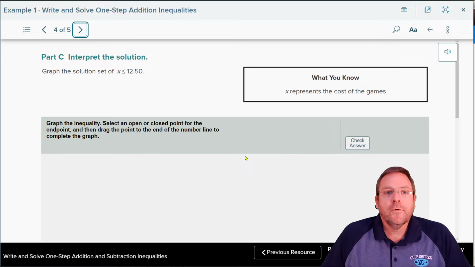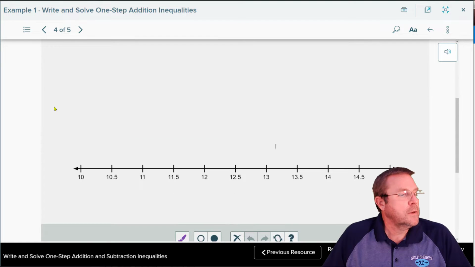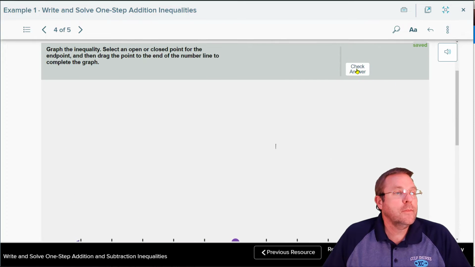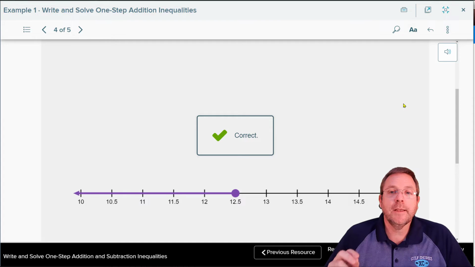Finally, we're going to graph our solution set. It's going to be all numbers that are less than or equal to 12.50. Since it's an or equal to, we're going to use a closed circle. We're going to start on that 12.5, and we're going to cover the numbers that are less than it. That means we're going to be looking at a graph that looks just like that. Check our answer. The answer checks. That's all there is to doing these problems. The only difference between this and what we did last night was the fact that today we have to write the inequality before we can solve it.